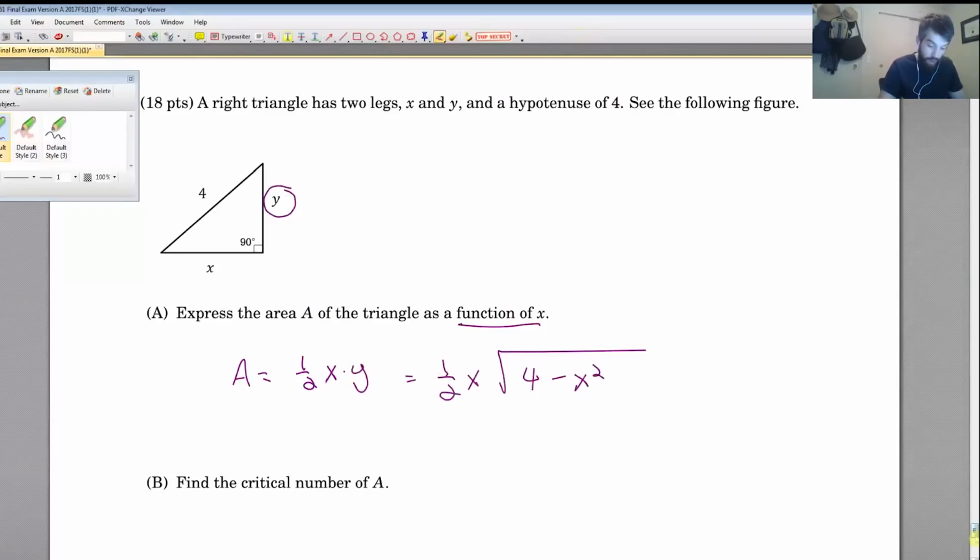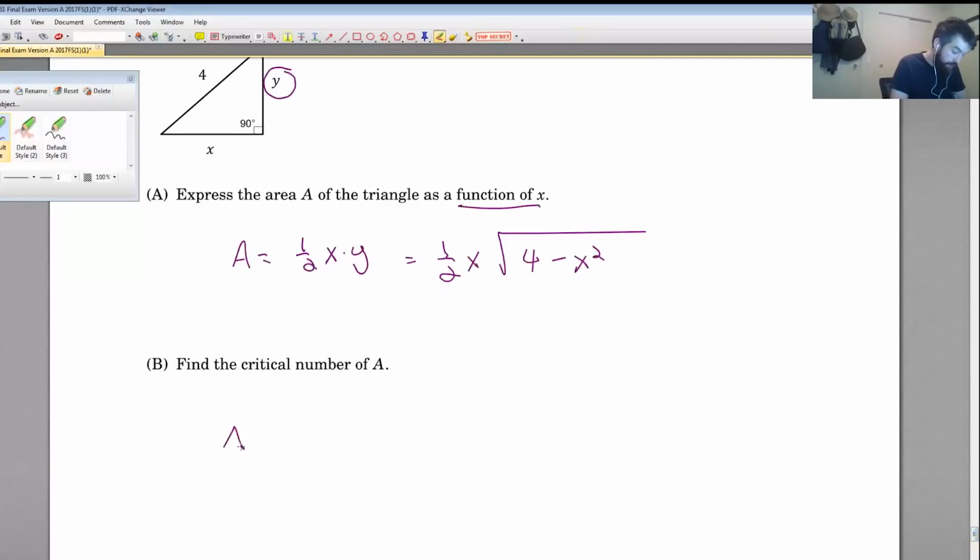All right, let us go and find the critical number. I'm going to take its derivative. A prime is equal to, well, what do we got here? A product. There's an x on the left, and a square root of 4 squared minus x squared on the right. So let's do our little product rule here. So first I'm going to go to 1/2. That's the derivative of the left-hand factor. Copy and paste the 4 squared minus x squared.